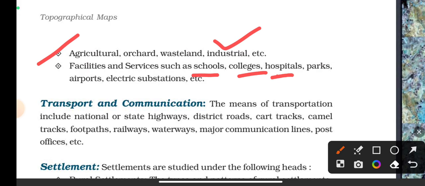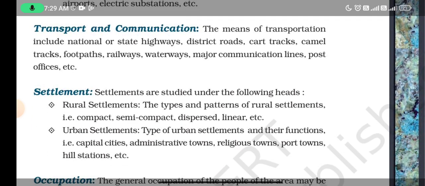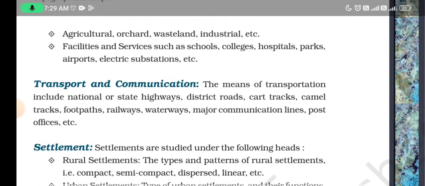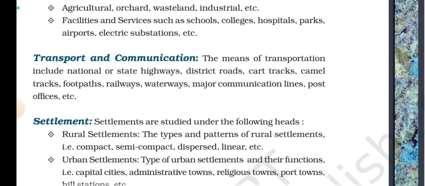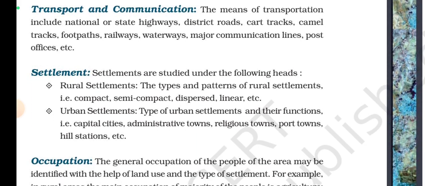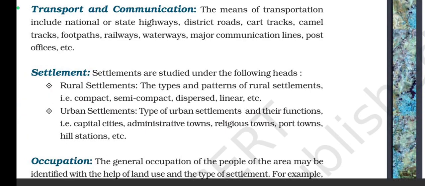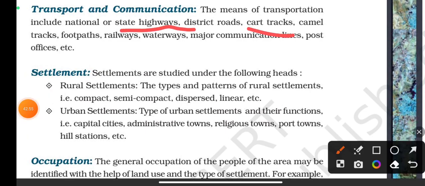So this is facilities and services: parks, airports, electric substation, etc. Now transport and communication, the means of transport. Airline comes in here, airports. Okay, you can note down facilities and services. Now transport and communication, the means of transportation include national or state highways, district roads, cart tracks, camel tracks, footpaths, railway, waterways, and major communication like post offices, etc.